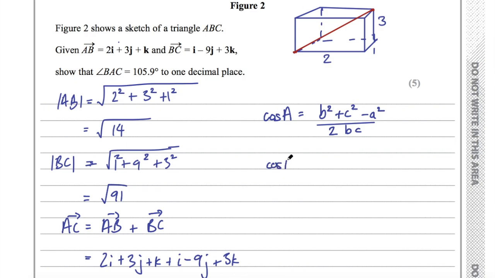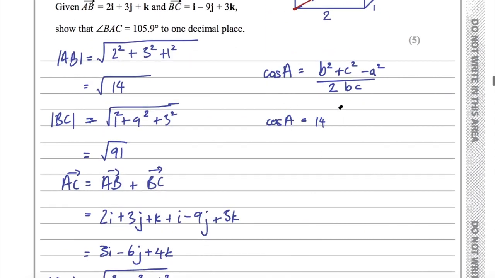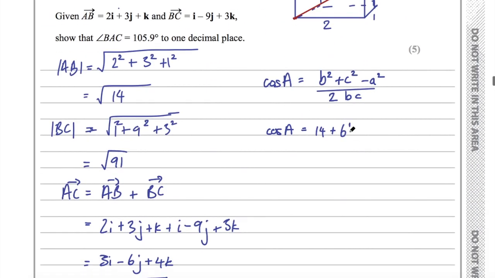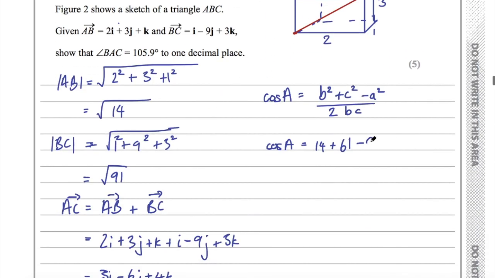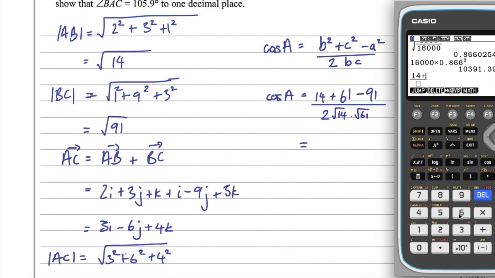So the cosine of A will equal B squared, which is the square root of 14 squared equals 14, plus C squared, which is 61, minus a squared, which is 91, divided by 2 lots of BC, so this will be the square root of 14 times the square root of 61. So let's just go ahead and put that straight into a calculator. So this will be 14 plus 61 minus 91, and on the bottom line I've got 2 times the square root of 14 times the square root of 61.